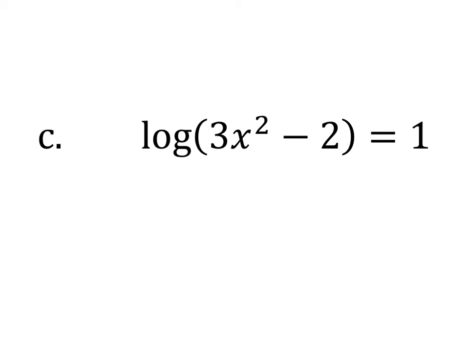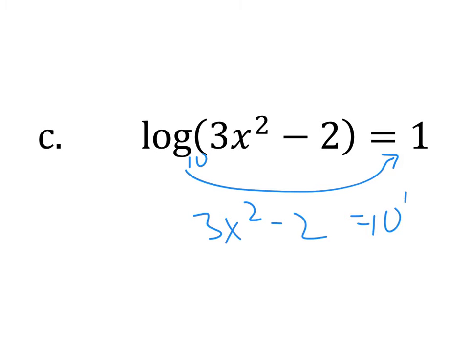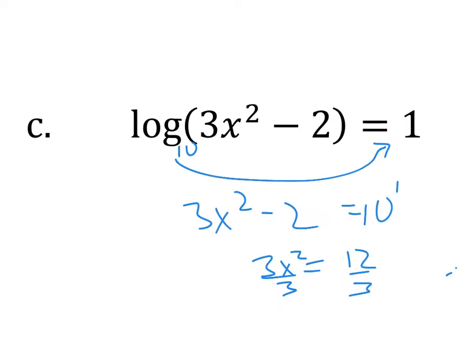Okay, how about this one here? There's an invisible 10 down there, so let's swing it around. So this is 10 to the first, and that has to equal 3x squared minus 2. It's down to a quadratic. Let's add 2 to both sides. 3x squared equals 12. Divide by 3.